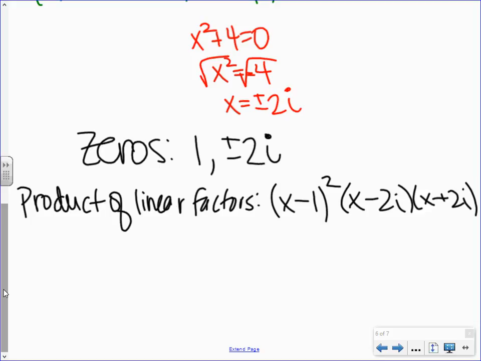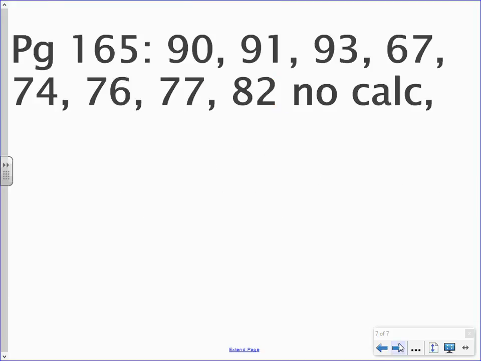All right, you do not have a very long assignment for tonight. Now, notice the order in which I gave you these problems. I gave you 90, 91, and 93 first because I want you to do those first. They're the Descartes' rule of signs, just saying how many positive and how many negative real zeros you have. I want you to do those problems so you can apply them to 67 through 82. Make sure on 82 I don't want you to use a calculator. Really, on any of them I don't want you to use a calculator.